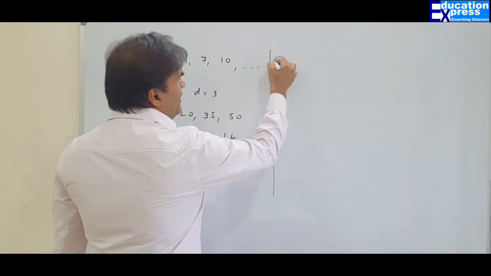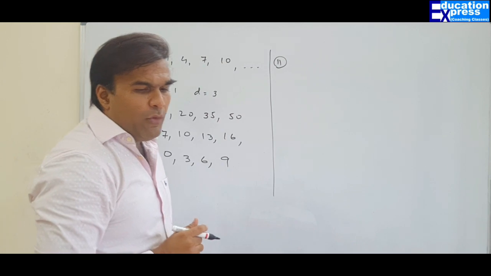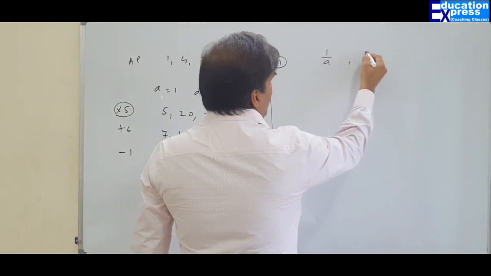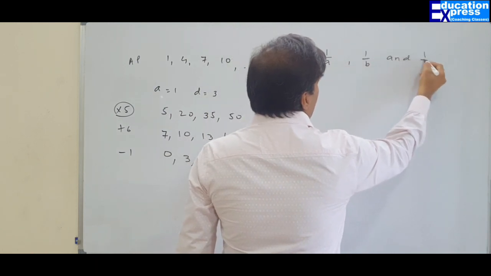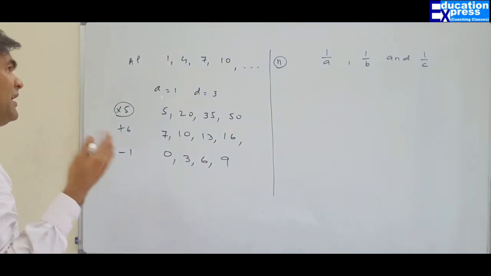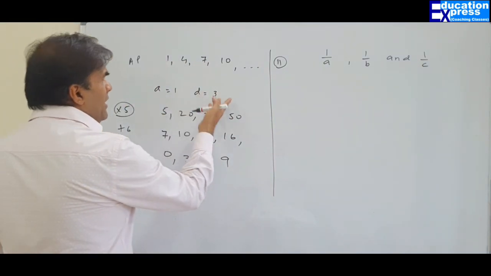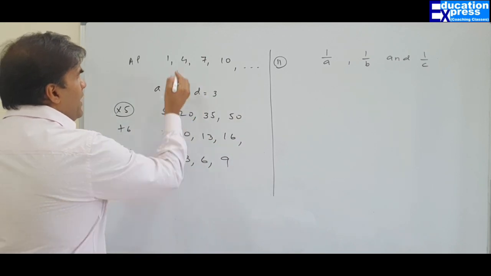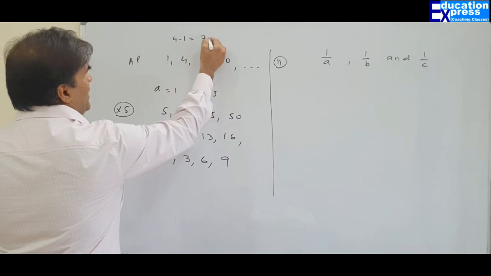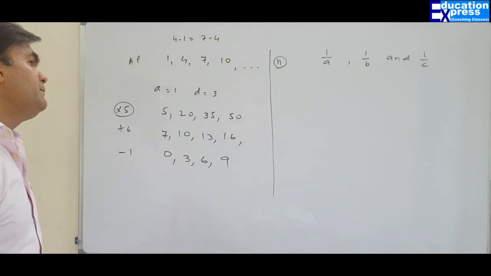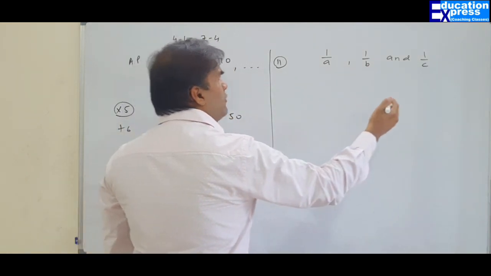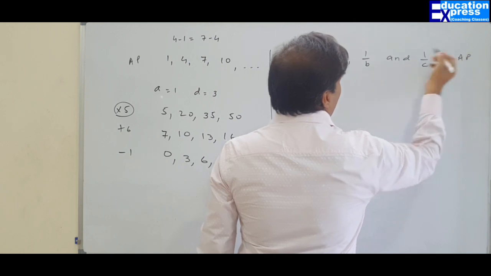For question number 11 particularly, it is given that 1 upon a, 1 upon b and 1 upon c are in AP. It is given to us that they are in AP. Remember the peculiarity of an AP. Always remember, in an AP, second term minus first term will always be third term minus second term. And I have told you this many times. Here also, because 1 upon a, 1 upon b, 1 upon c are in AP, it is given to us.